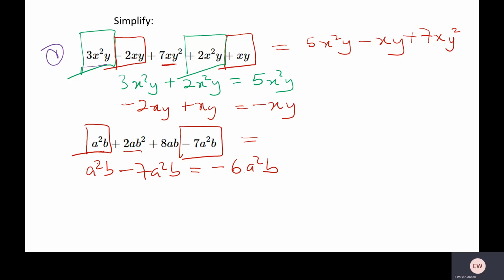And the rest, we do not have any like terms. So the answer to this will be minus 6a squared b plus 2ab squared plus 8ab.